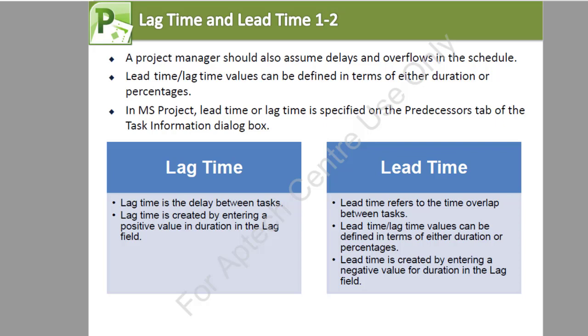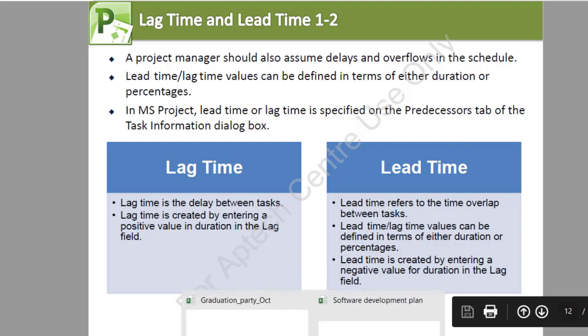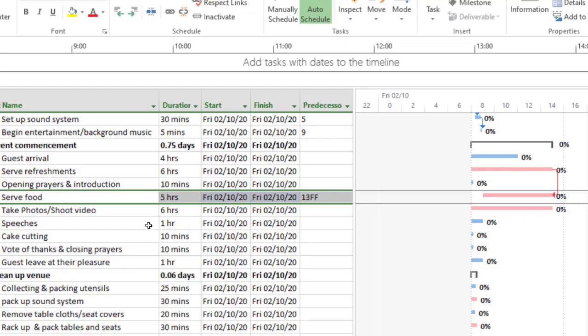The other one is lead time. Lead time refers to the time overlap between tasks. Lead time or lag time values can be defined in terms of either duration or percentages. Lead time is created by entering a negative value for a duration in the lag field. Now, what exactly are we talking about? Let's go back to our graduation party.